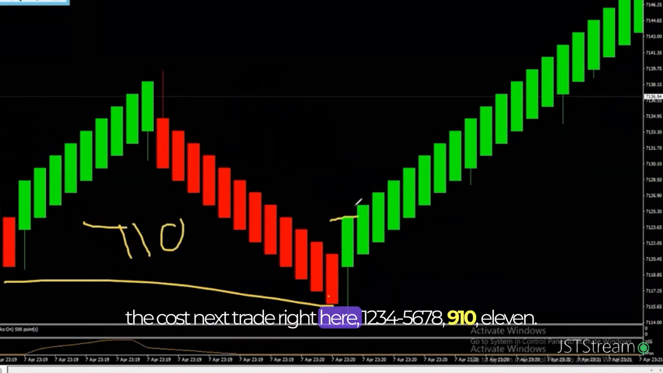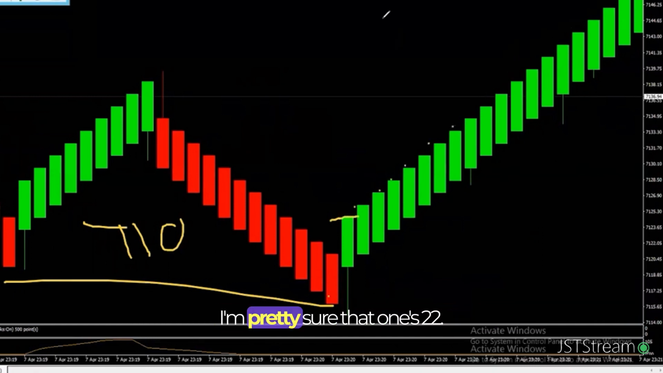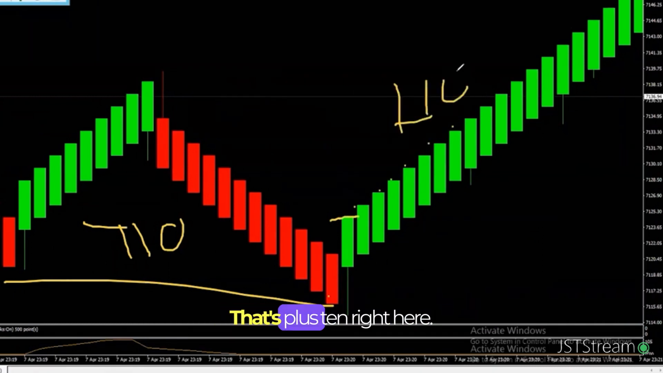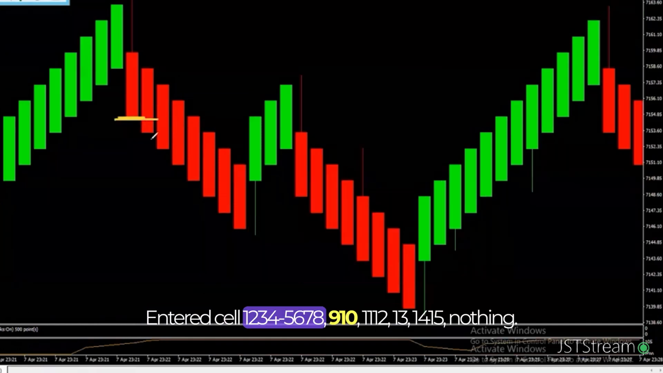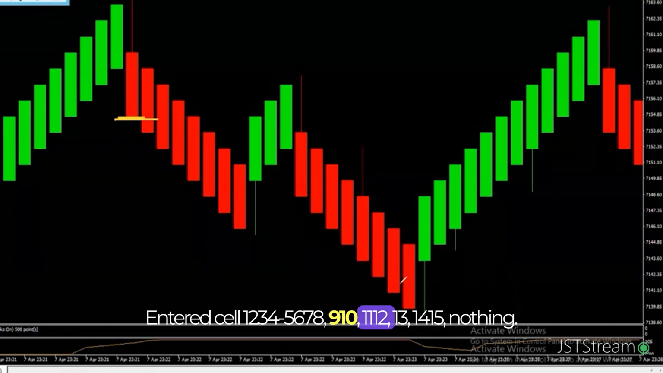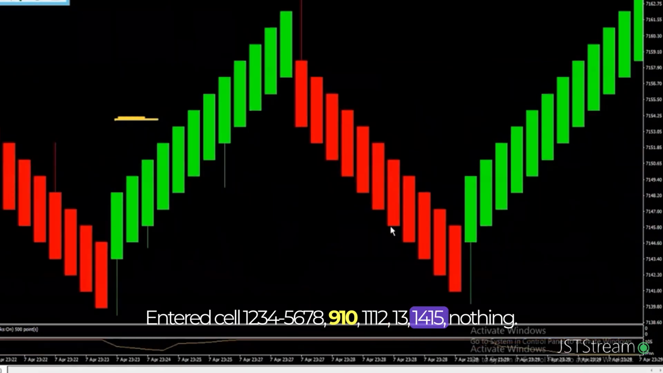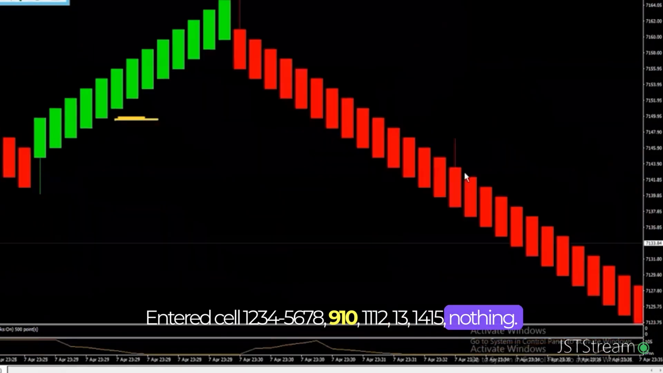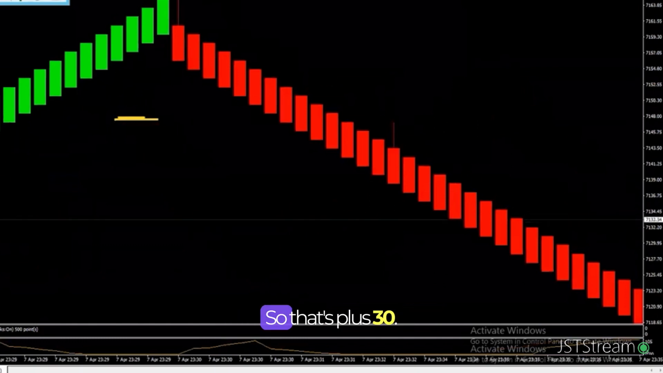Next trade right here. 1, 2, 3, 4, 5, 6, 7, 8, 9, 10, 11. I'm pretty sure that one's 22. That's plus 10. Right here, entered sell. 1, 2, 3, 4, 5, 6, 7, 8, 9, 10, 11, 12, 13, 14, 15. Nothing, nothing, nothing. Okay, perfect. Another 10, so that's plus 30.